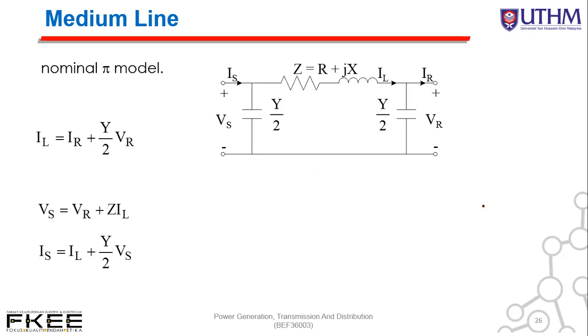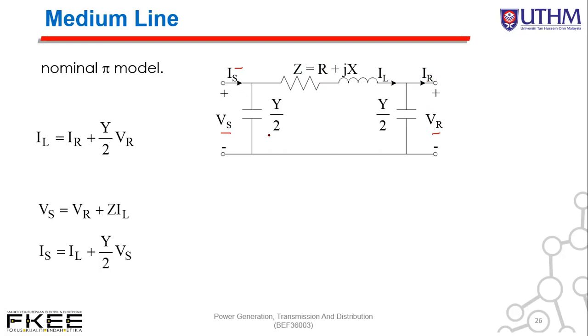So for the case of the nominal pi model, from the equation we can calculate that. Let's look at this equivalent circuit. We have the voltage supplied at the sending end, and then the sending current. The sending current goes through the impedance of the transmission line, so we get the line current, IL. Then the output will be the receiving current and also the receiving voltage.